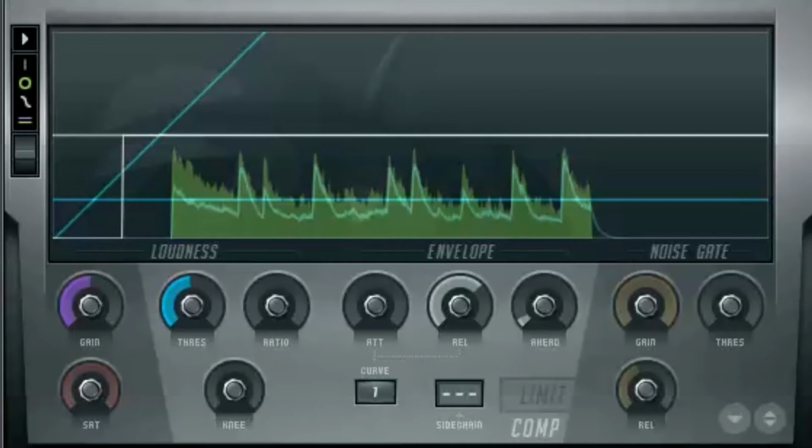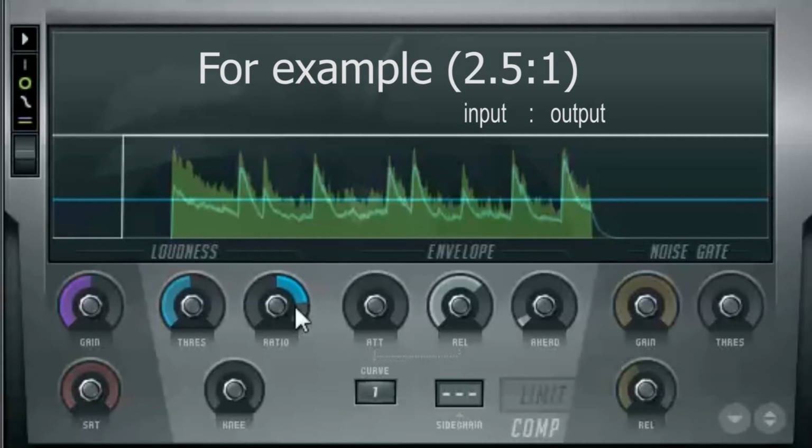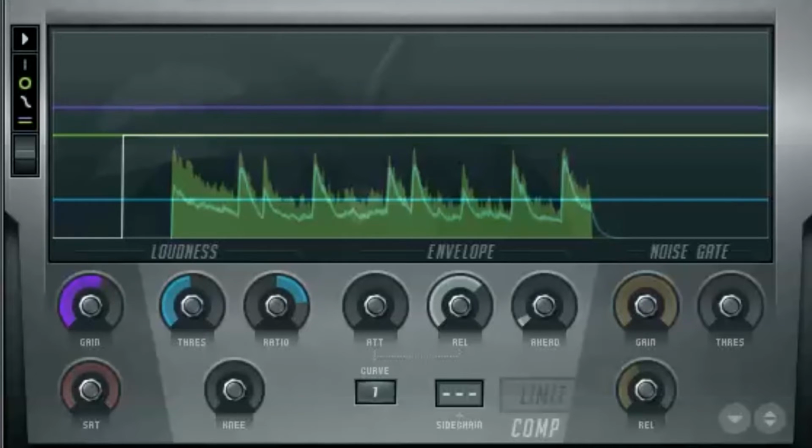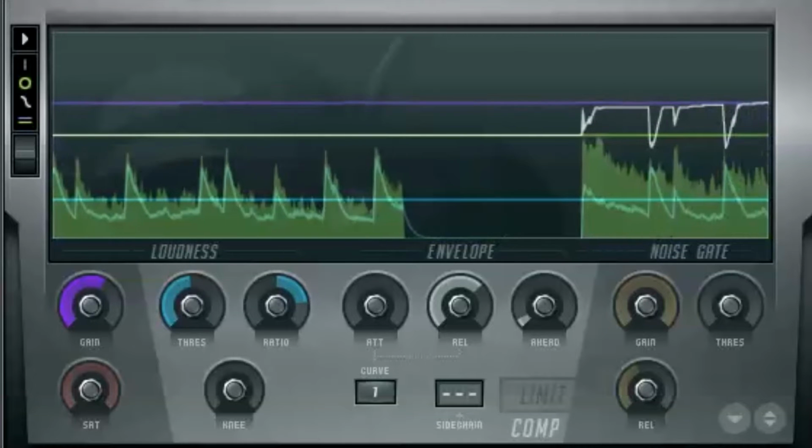Threshold is the level at which the compressor begins to affect the input signal and is measured in decibels. Ratio is a parameter which determines how much compression is applied to a signal once it is above the threshold. This is expressed as a ratio of input amplitude to output amplitude. Makeup gain is post-compression or output gain, which can be used to increase the gain of the overall sound.